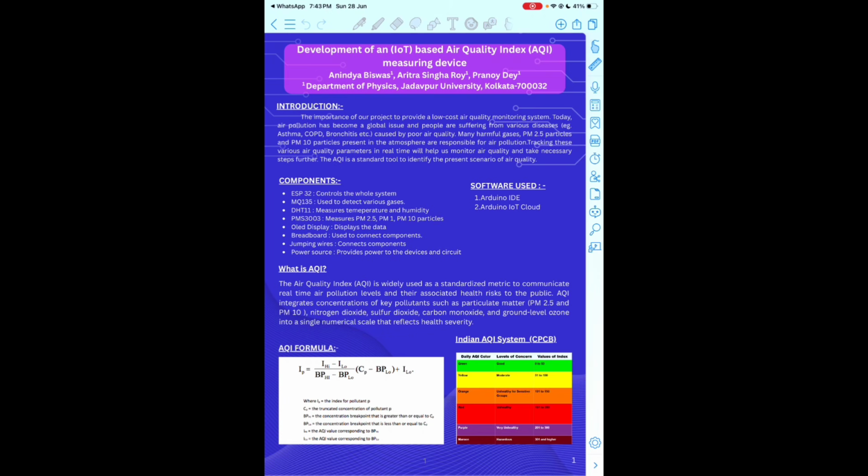The components which are used here are ESP32, MQ135, DHT11, PMS3003, OLED display, breadboard, jumping wires and power source. The softwares which are used here are Arduino IDE and Arduino IoT Cloud.